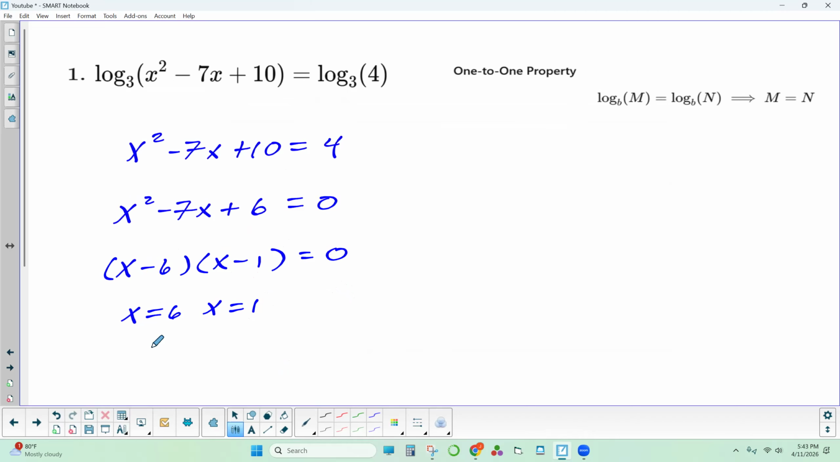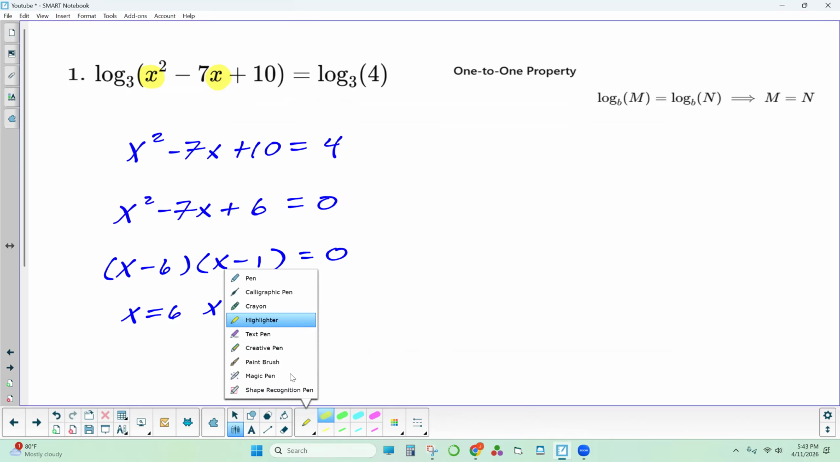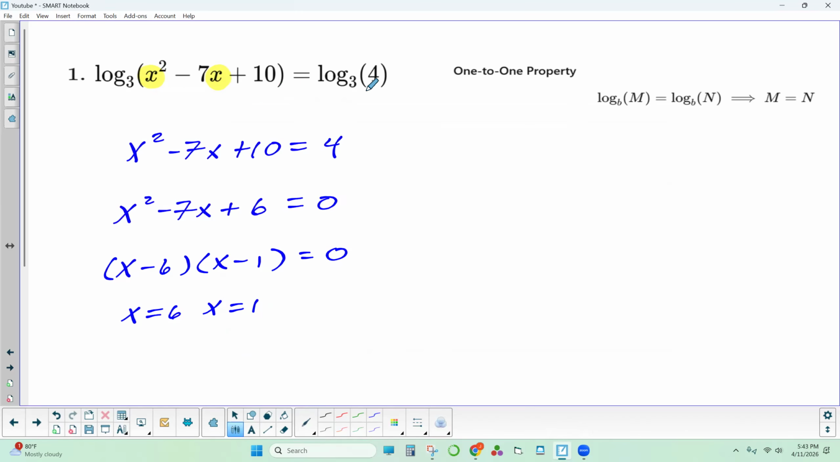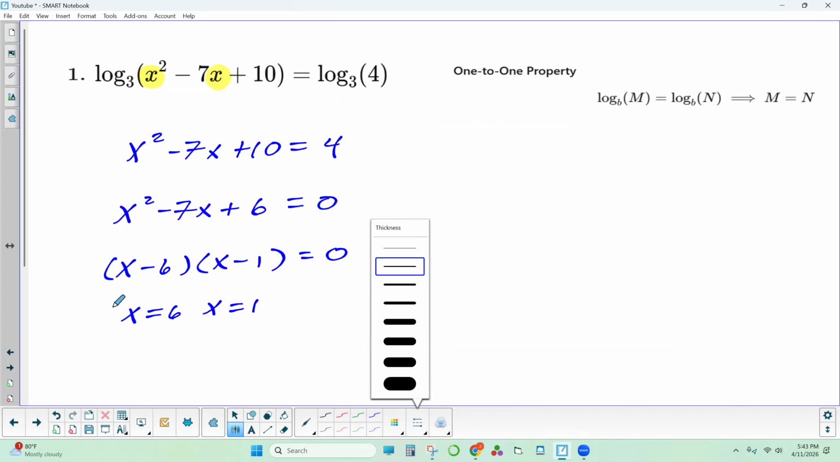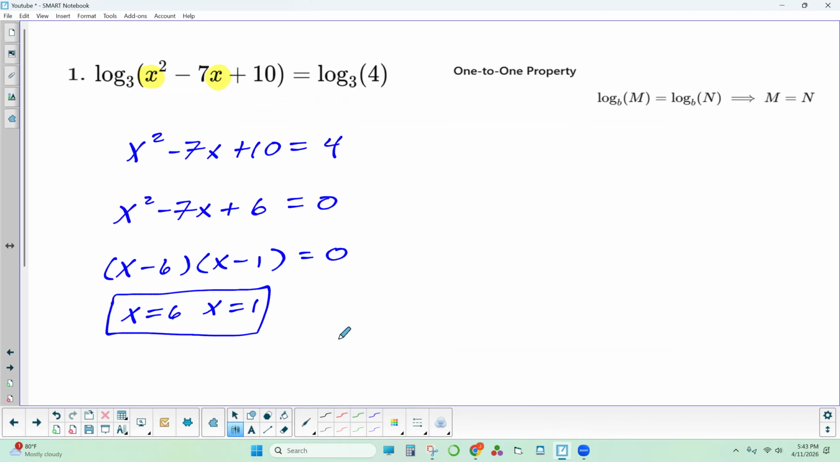Now we're going to check to see if these are extraneous solutions or not. All you have to do is plug each of them back into your original equation for x and make sure that the arguments remain positive. Here, if I plug a 6 or a 1 in for x, that argument will remain positive, so we are good to go, because the other argument does not have a variable. Therefore these are our solutions: x equals 1, x equals 6.